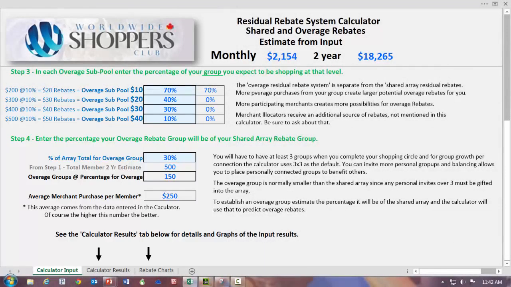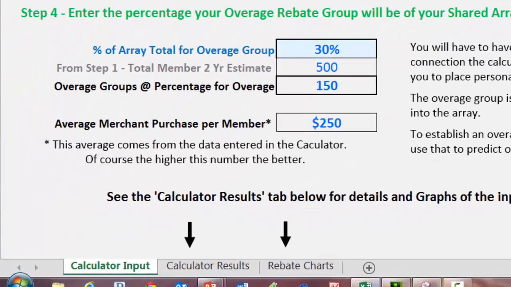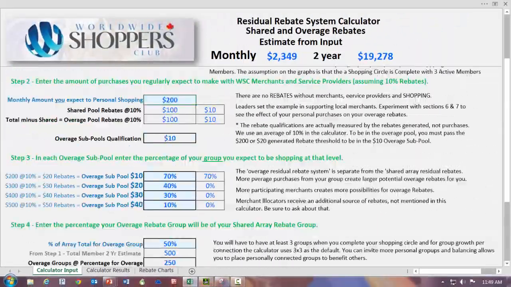What I think we should do is start right here with the size of your overage group. I think 30% is way too low for an overage group, so let's change that to at least 50%. Now what we want to do is go and see the effects of more overage shopping.